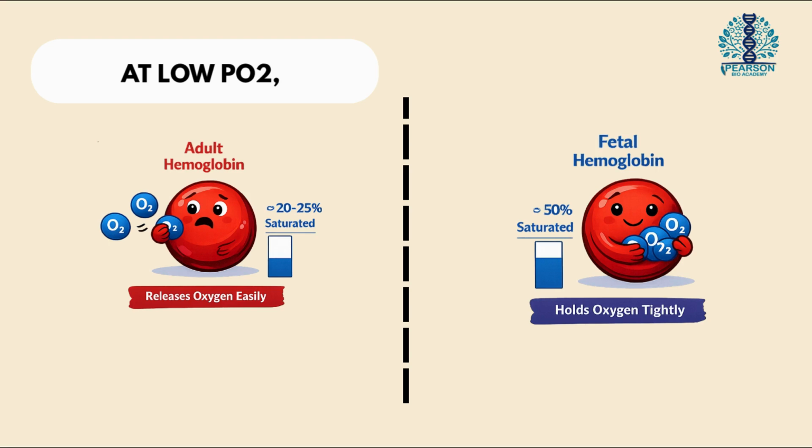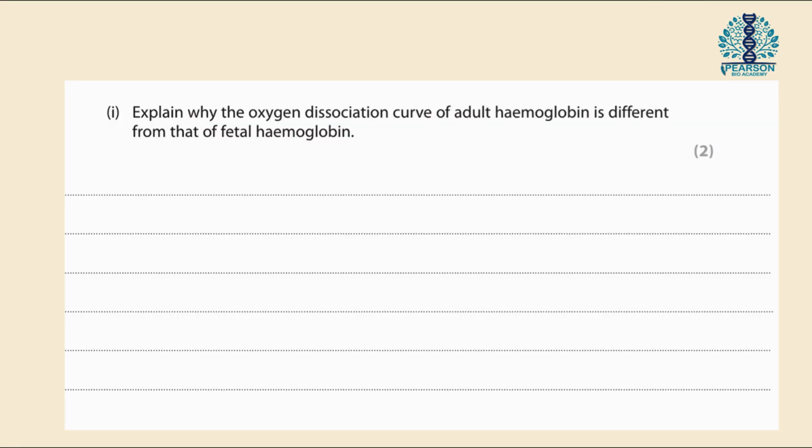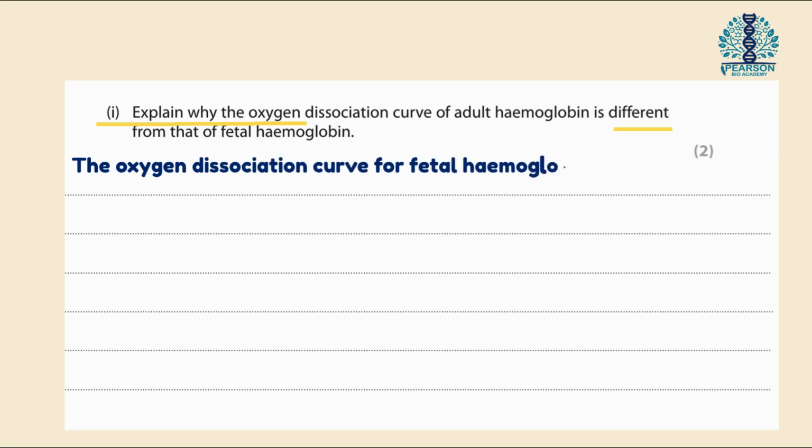Now, back to the question: explain why the oxygen dissociation curve of adult hemoglobin is different from fetal hemoglobin. So, whenever it says explain, you need both the difference and the reason. So, first, the difference. The curve for fetal hemoglobin is shifted to the left compared with adult hemoglobin.